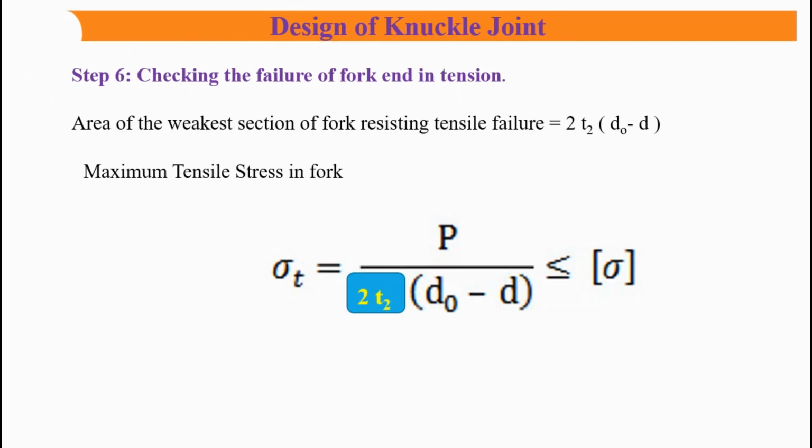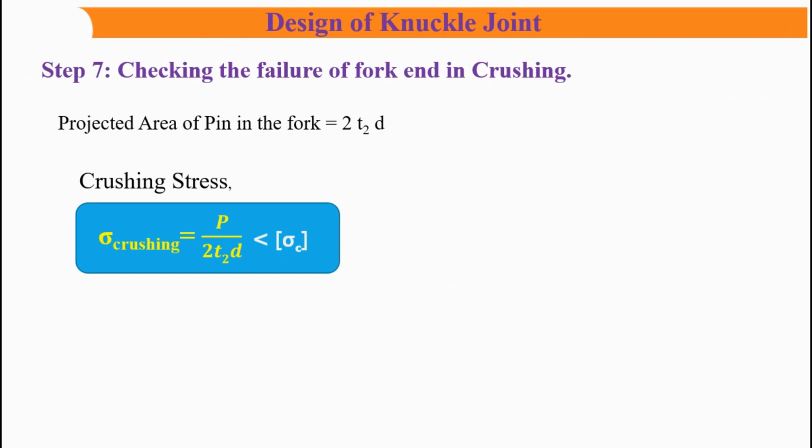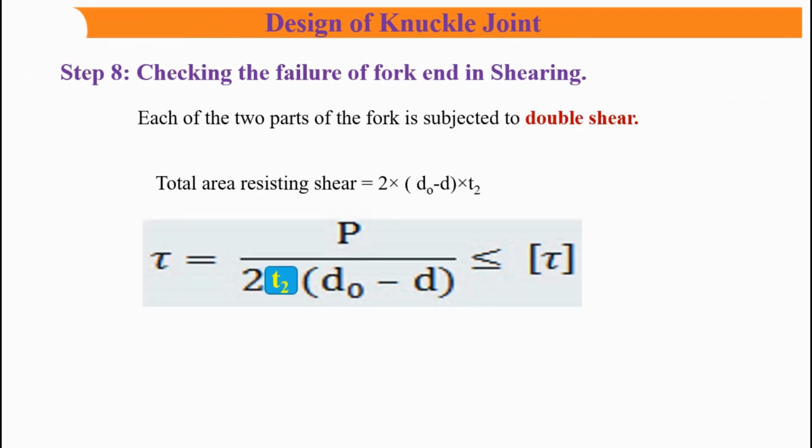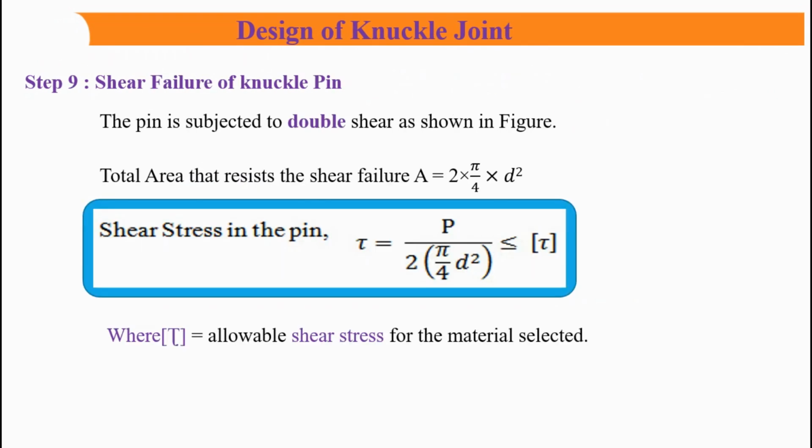Similarly, for the fork end, we need to check it under tensile failure. Then the fork end should be tested in crushing failure, and again checked for shear failure. And finally we need to check the shear failure of the knuckle pin. In this way these 9 steps do complete justice to the designing of a knuckle joint. If you have successfully calculated all the values according to these 9 steps, it means you have successfully designed a knuckle joint.